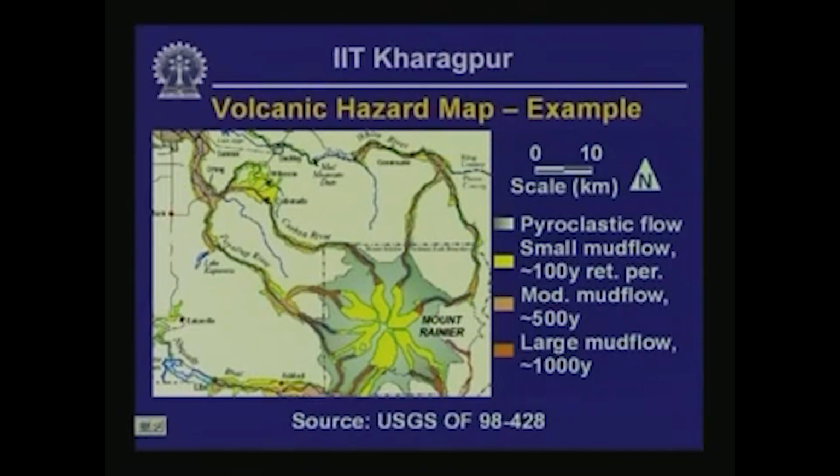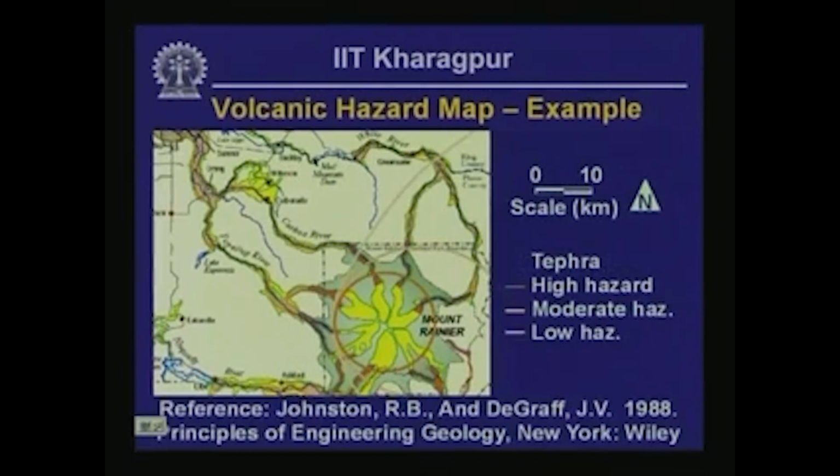This one here is a volcanic hazard map of a volcano in the state of Washington in northwestern United States, prepared by the United States Geological Survey. You can see the locations of the pyroclastic flow hazard, then the areas that are likely to be affected by small mud flows with 100-year return period, moderate size mud flow with a 500-year return period, and deep color indicates large mud flow with 1000-year return period. Superimposed on this one are the tephra fall hazard.